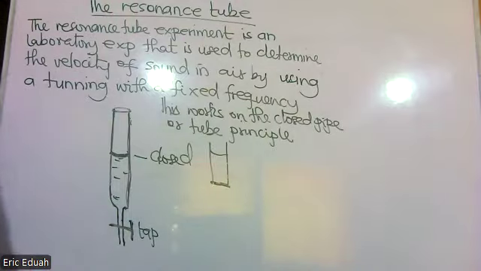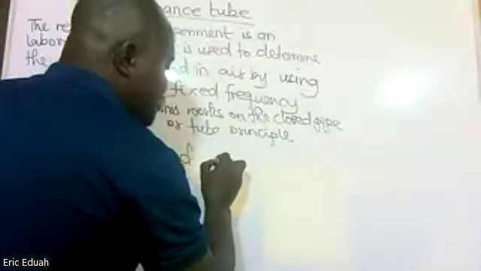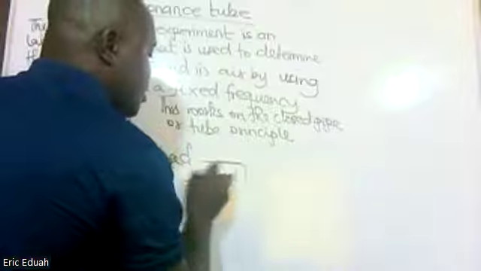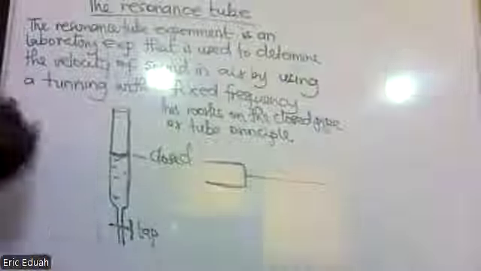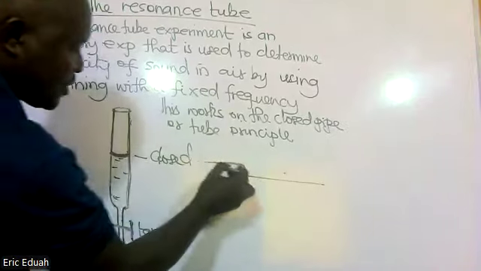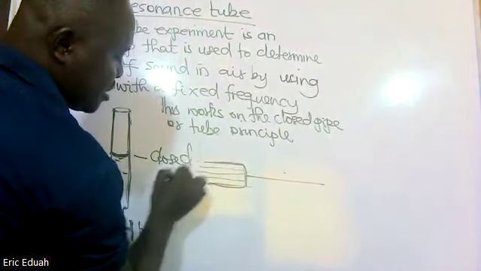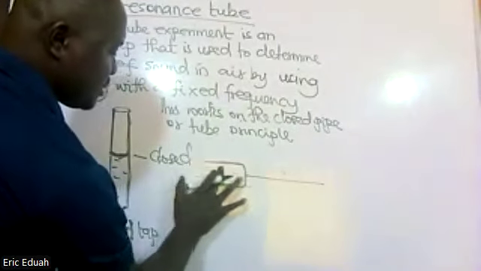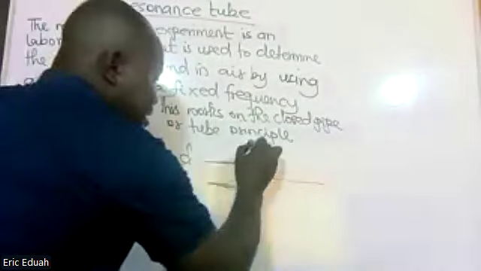Now all that we do in the experiment is that we cause a vibrating tuning fork. Please, the tuning fork is similar to the fork you use at the dining hall. The only difference is that the fork you use has a lot of prongs, but the tuning fork has only 2 prongs. And the tuning fork is used to generate this device we are calling the tuning fork.